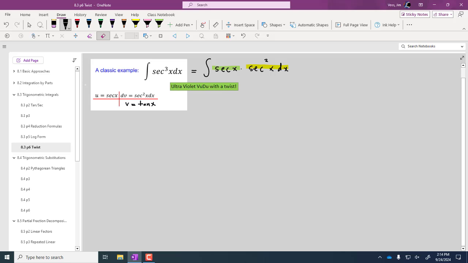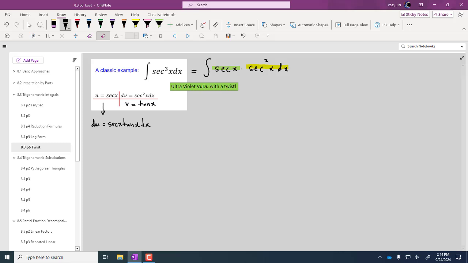And in the left column, we take the derivative. And the derivative of secant, again, is secant times tangent. So let me come down a little lower. So du will be secant tangent times dx. So we'll have that.